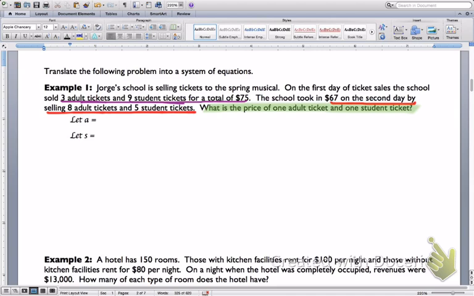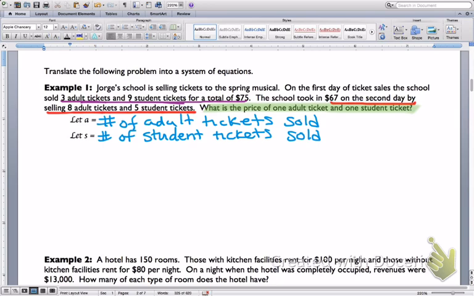So we're going to define our variables as A and S, A for adult and S for student. You can technically use any variables you want. So I'm going to define, let A equal the number of adult tickets sold. Let S equal the number of student tickets sold. So I'm going to go ahead and pause and write it out, and you'll be able to write it as well. Okay, so A, number of adult tickets sold, S, number of student tickets sold.